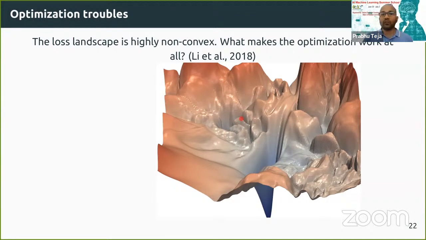What do you mean by non-convex? It has a lot of ups and downs, and most of these minima don't make any sense. If you stop training the network there, it wouldn't work at all.